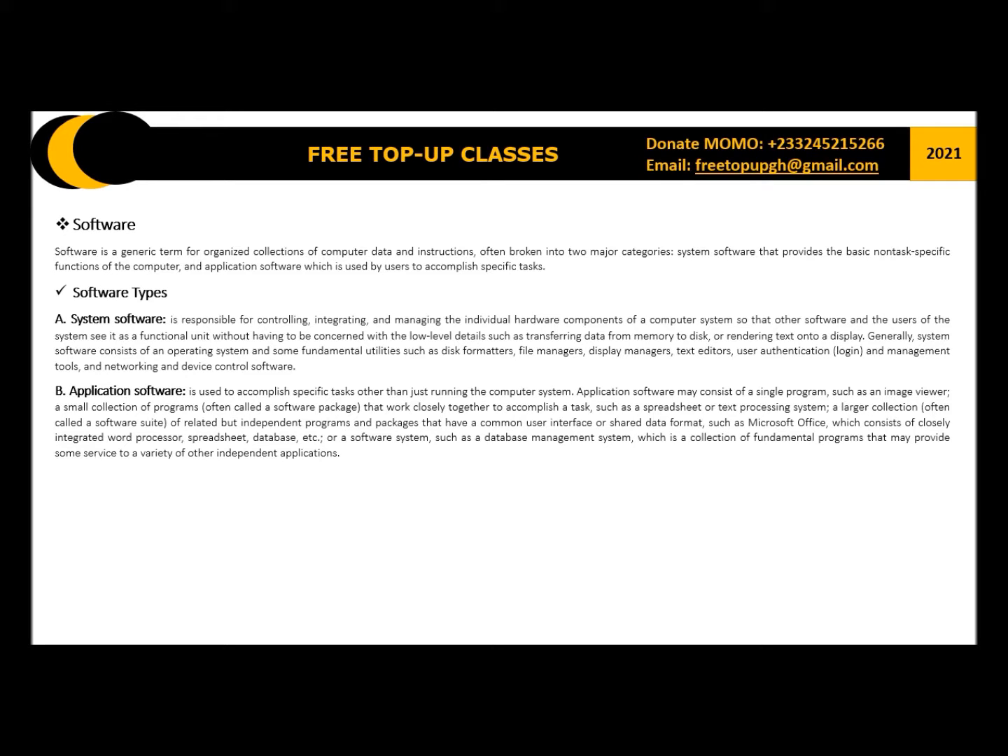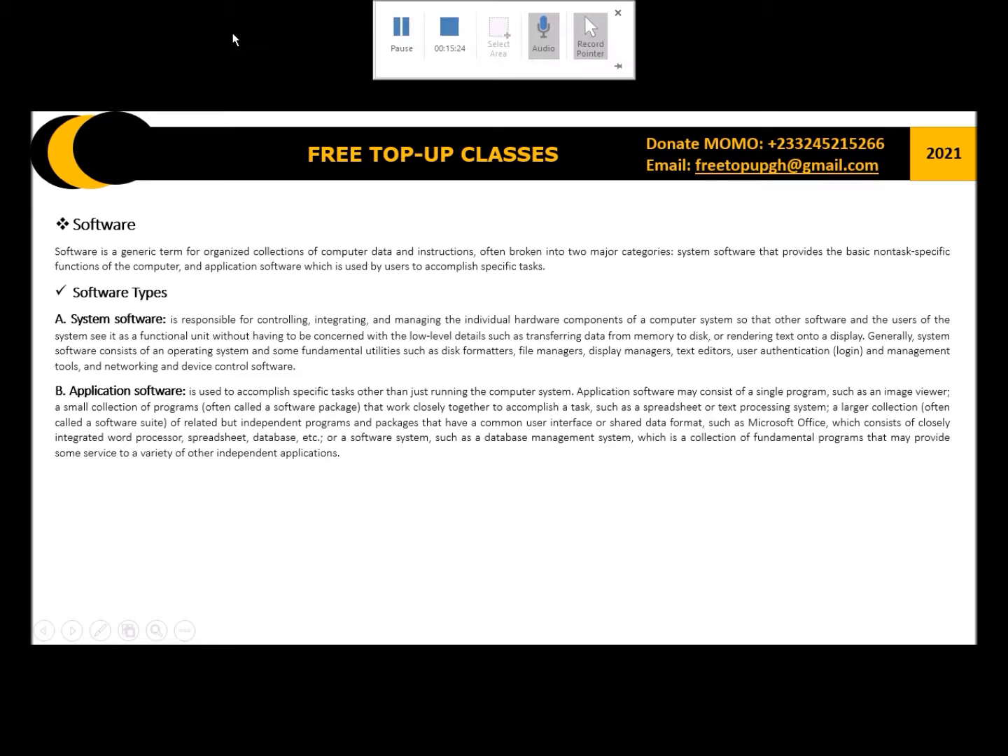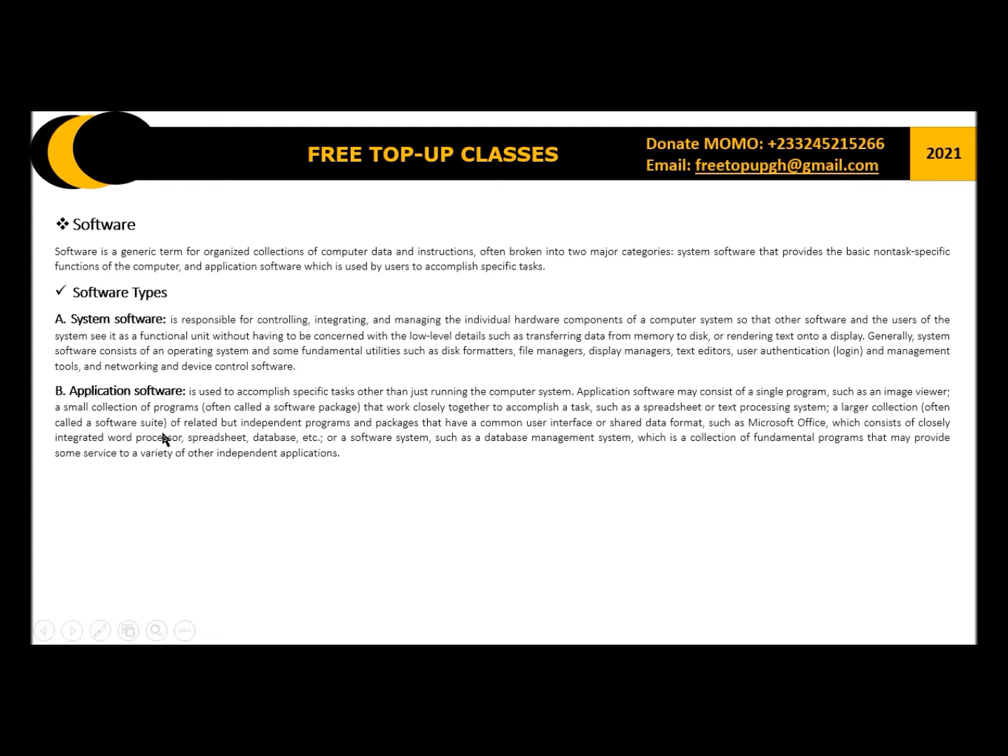But if you are not a student, the basic thing that you need to understand is that your operating system is a system software, because it helps all the hardware inside your desktop or laptop to operate. That's why we call it operating system, and it's a system software. Now let's come to application software. It says that application software is used to accomplish specific tasks other than just running the computer system.